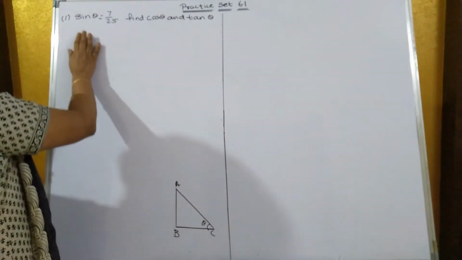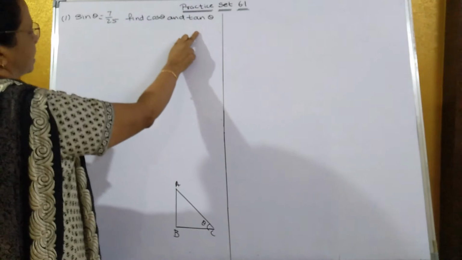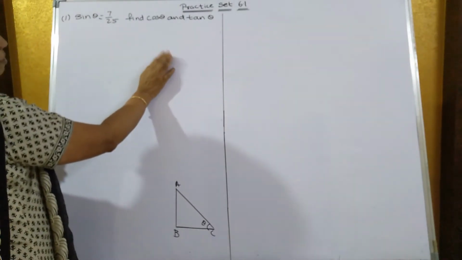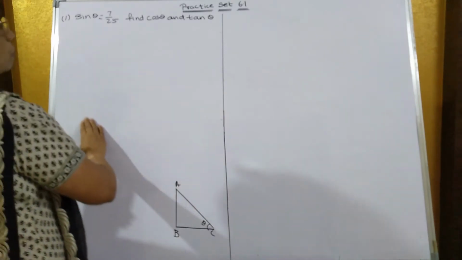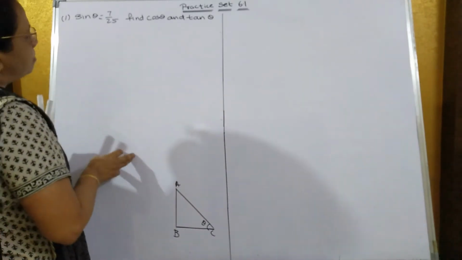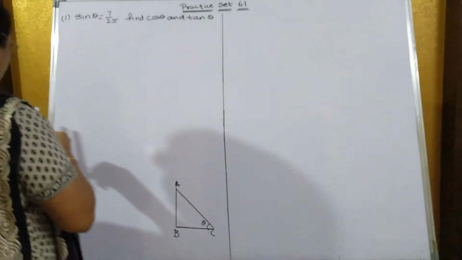But if they mention that find the value of cos theta and tan theta by using identity, then you are supposed to use only identity. Sometimes it is mentioned in the sum that you are supposed to use identity, or if they have not mentioned, you can use any method. So first I will show you by identity.